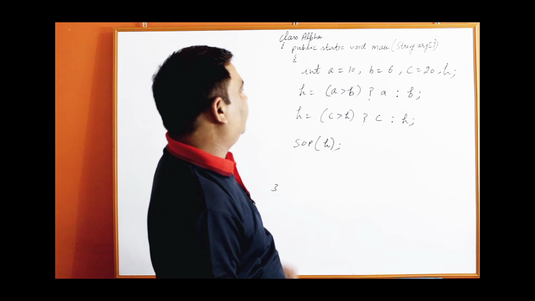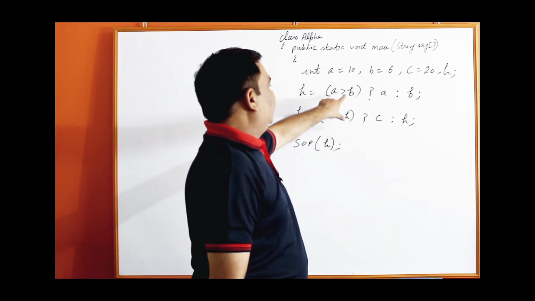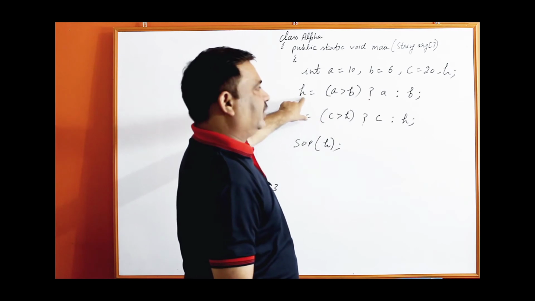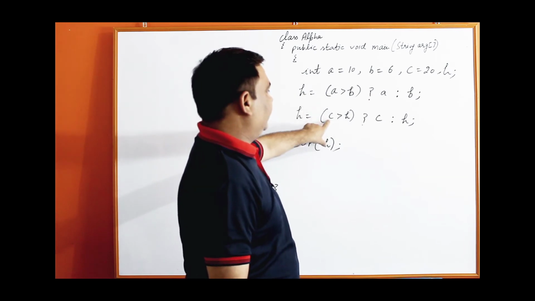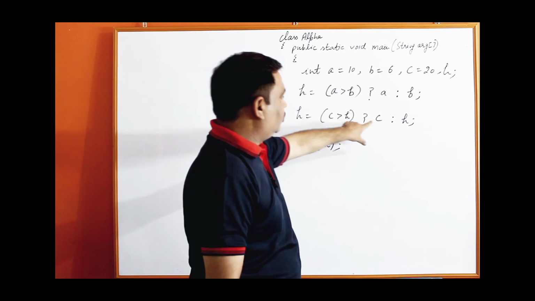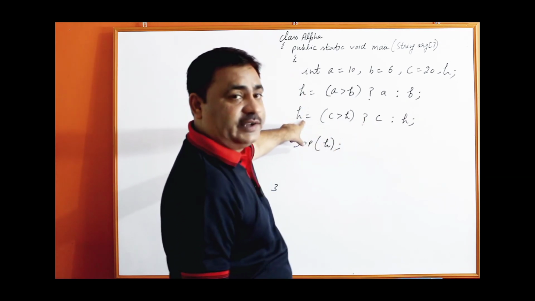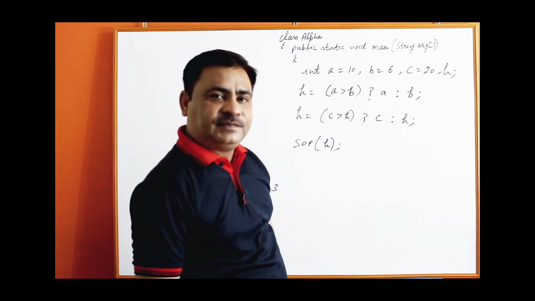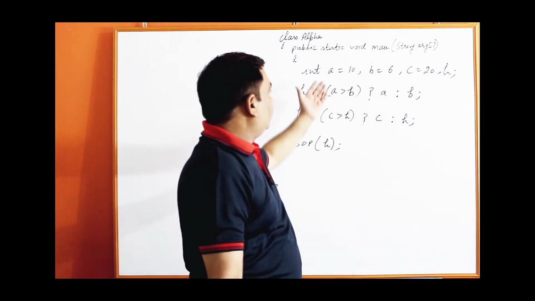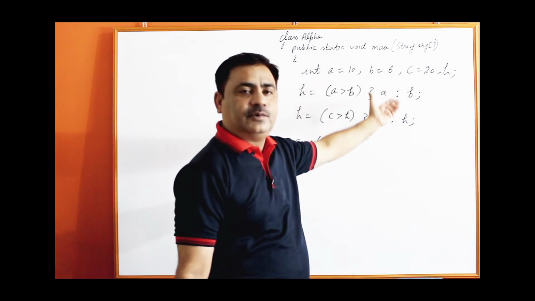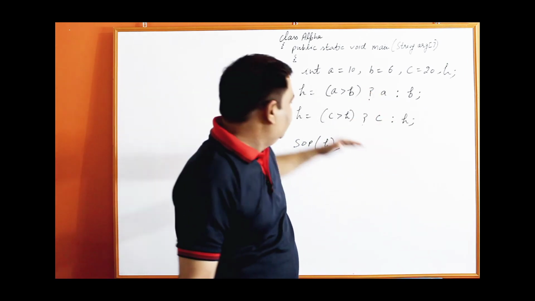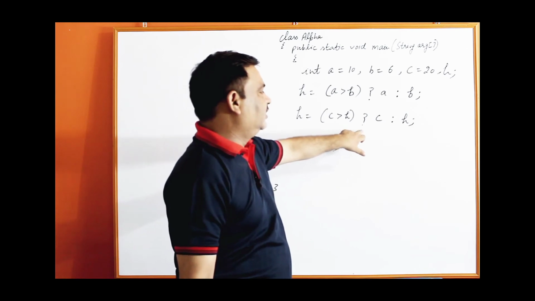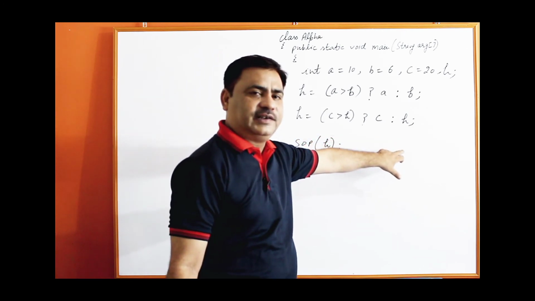Let's try to understand this example. 10 is greater than 6, yes, so 10 will be transferred to H, H is now 10. Next, C, 20 is greater than 10, yes, so 20 will be transferred to H, now H will become 20, so finally 20 will be printed. In the same way you can find the greatest out of any numbers, maybe 3, 4, 5, 6, any numbers, you just have to increase the statements. H equal to, suppose D is greater than H, question mark D colon H.